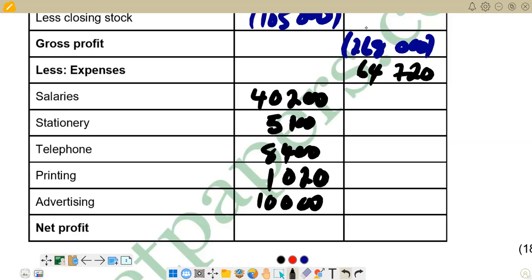And then this is our gross profit. It's not in brackets. Sorry, there's a mistake here. We're not going to put it in brackets. Yes, 268,000. There we have 268,000. Here 268,000 there.